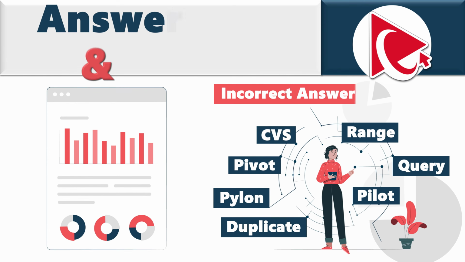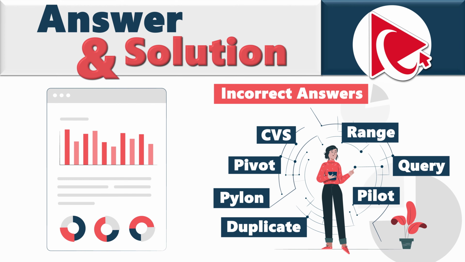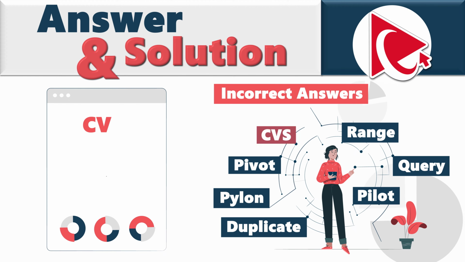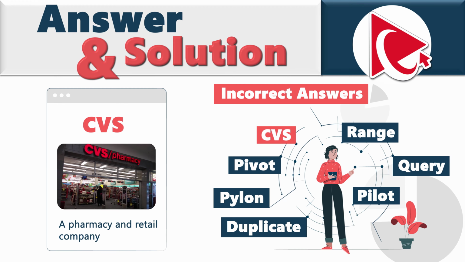Let's start with the incorrect answers. The 3 incorrect answers I identified are CVS, which is a pharmacy and retail company. The term CVS sounds similar to CSV, which is comma-separated values, and is used in data analytics.